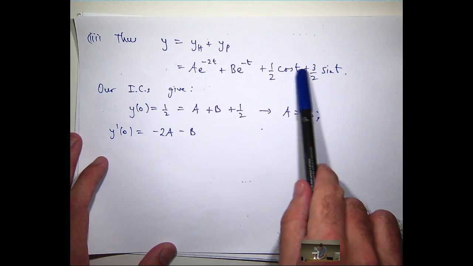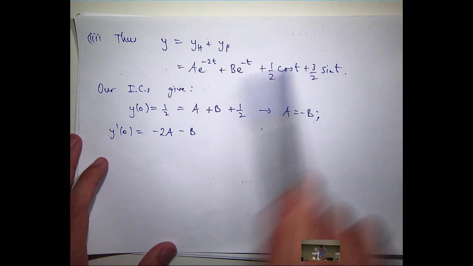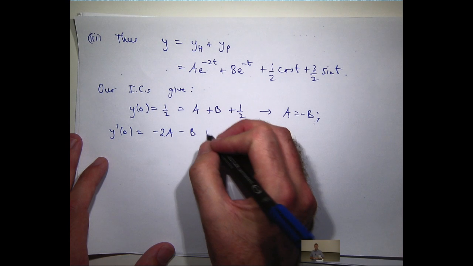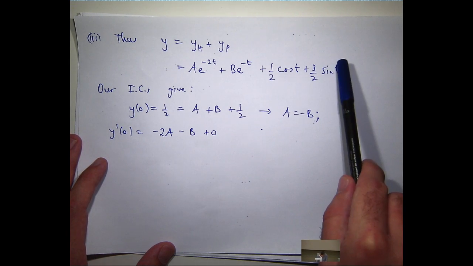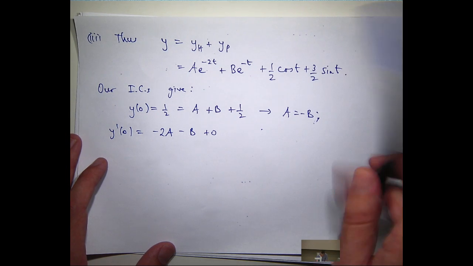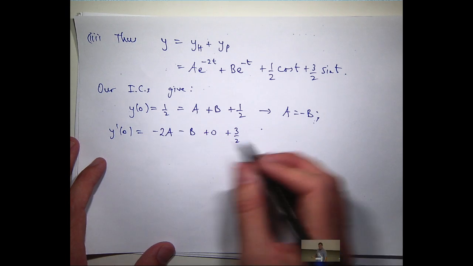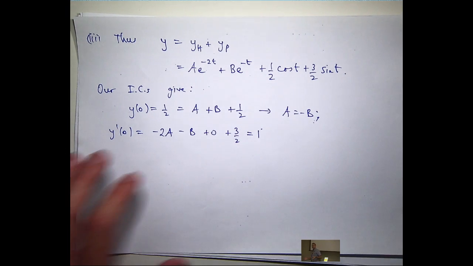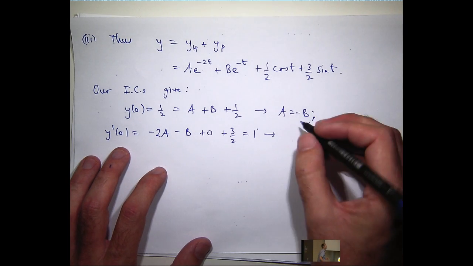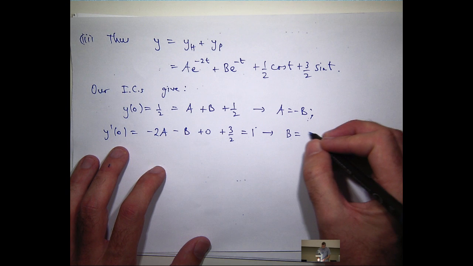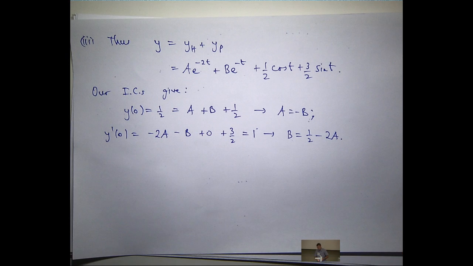When I differentiate this, it's going to become a sine. So when I sub in t equals 0, that's going to be 0. When I differentiate this, it's going to become a cosine t. When I sub in t equals 0, I'm going to get 3 on 2. And we know that the whole thing has to equal 1. Okay, so if I rearrange this according to my calculations, I'll get this. 2 equations, 2 unknowns.